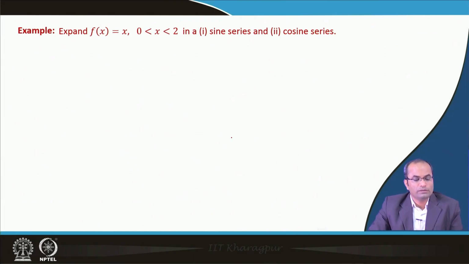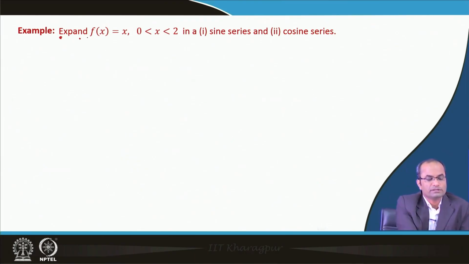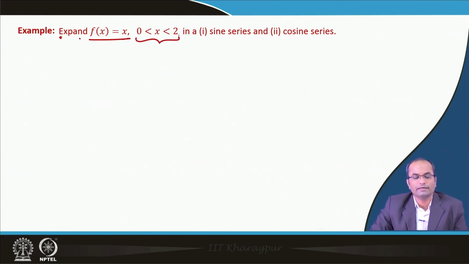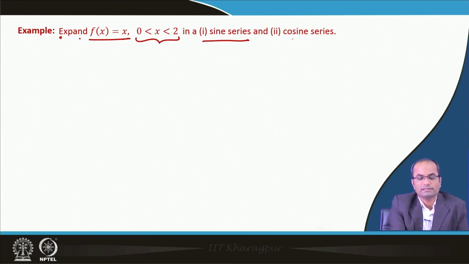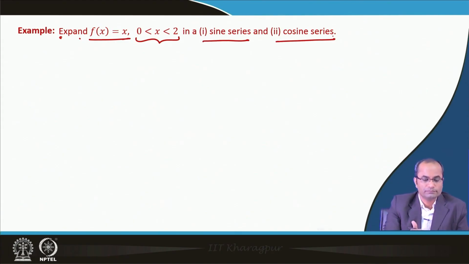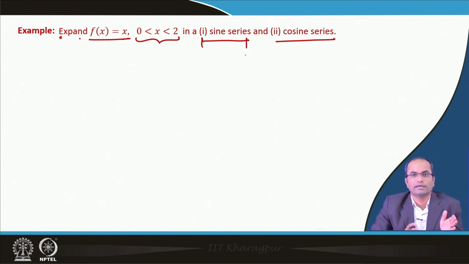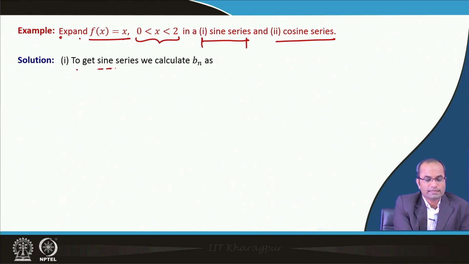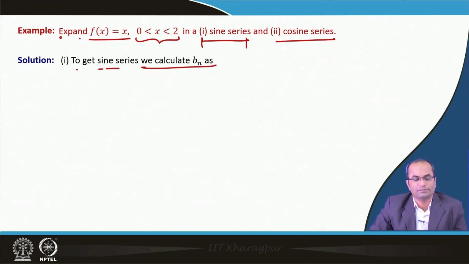Well, so now here we want to expand, for instance, this f(x) = x, defined in this interval 0 to 2, in a sine series as well as in a cosine series. We can do so because we just have to extend this function to the interval -2 to 0 accordingly to have a sine series or cosine series. So, to get this sine series we need to compute just b_n.